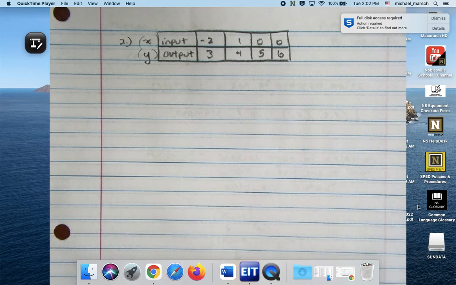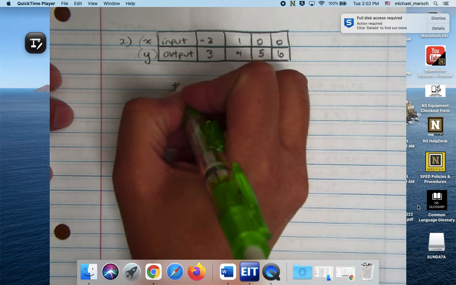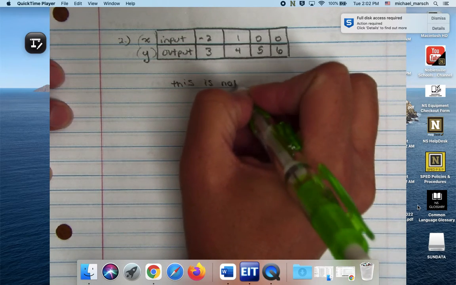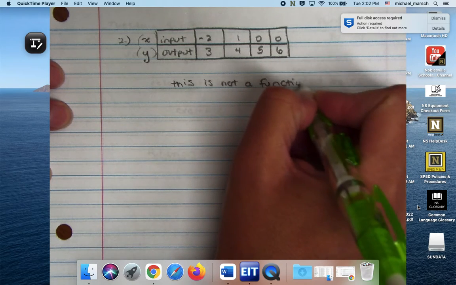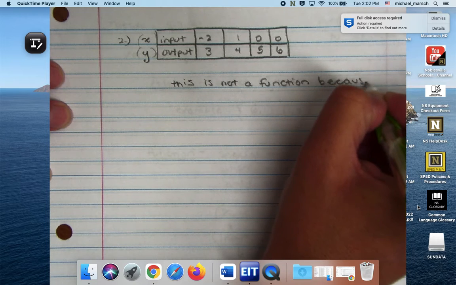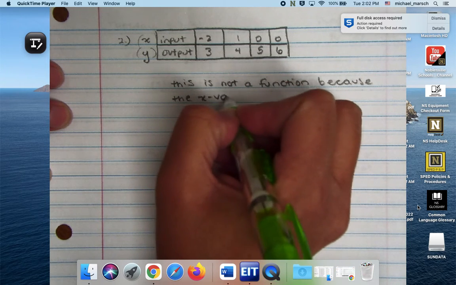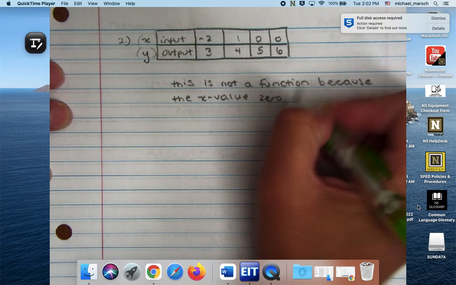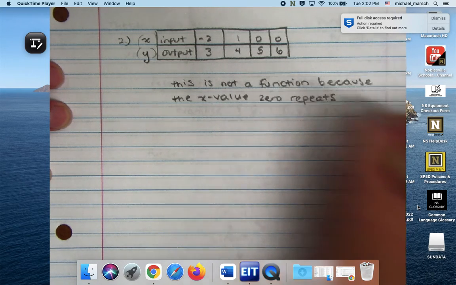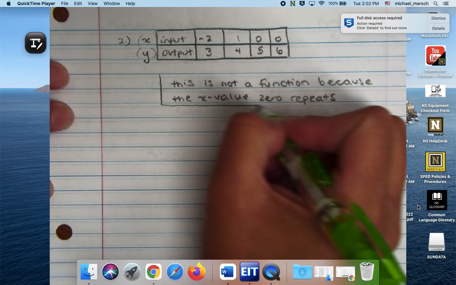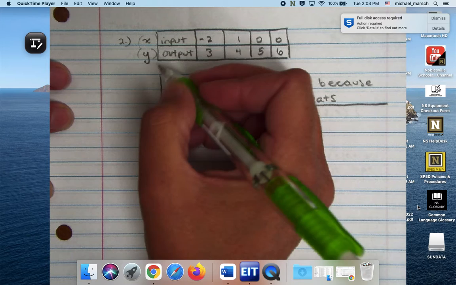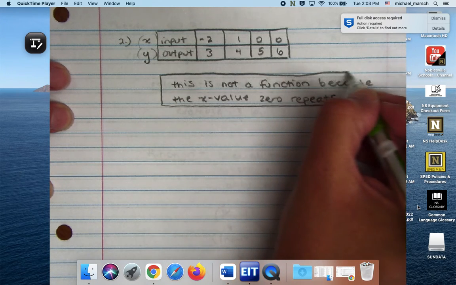So, is this a function? No. Why not? How do you know, Kike? How do you know so quickly? I don't know. It looks weird. Well, okay, Brayden? X repeats. So this is not a function, because the x value 0 repeats. You could also say this is not a function because the input 0 has 2 outputs.